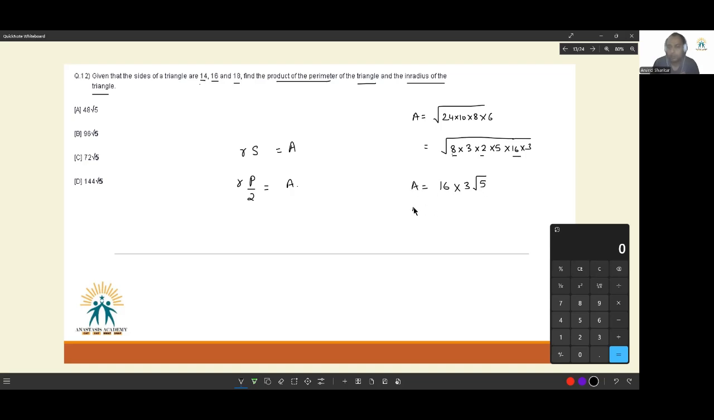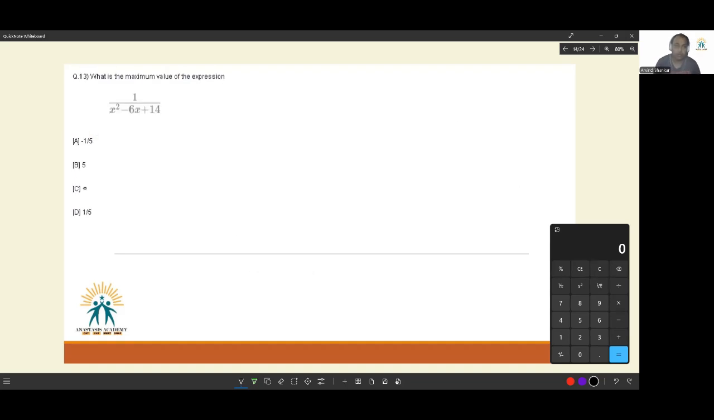Area is equal to 48 root 5. I can replace that here. Inradius into perimeter by 2 is 48 root 5. Or the final product inradius into perimeter is 96 root 5. Option B.